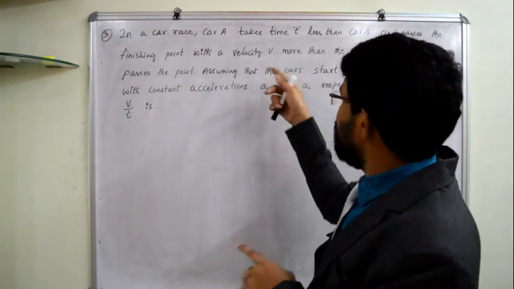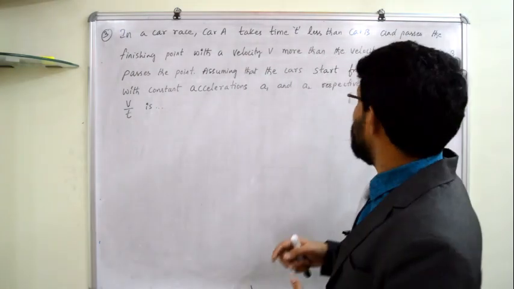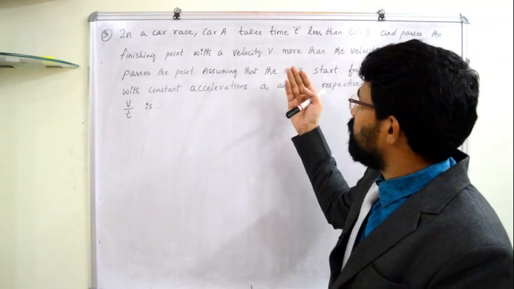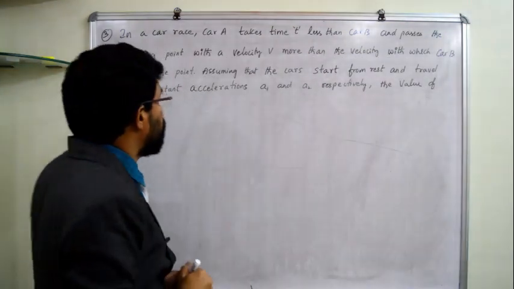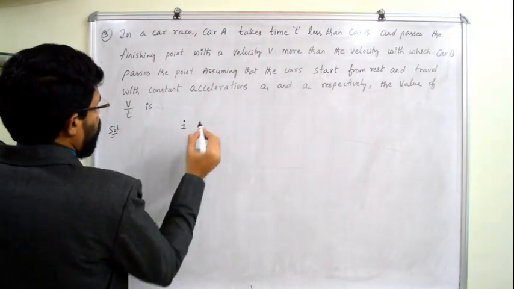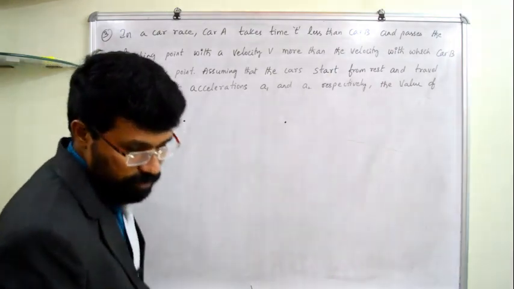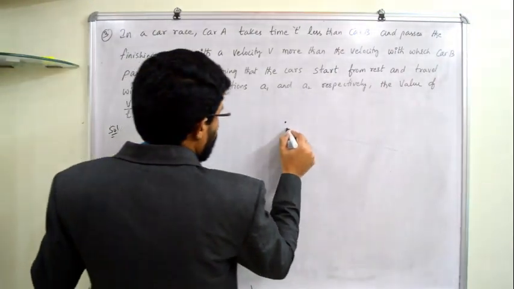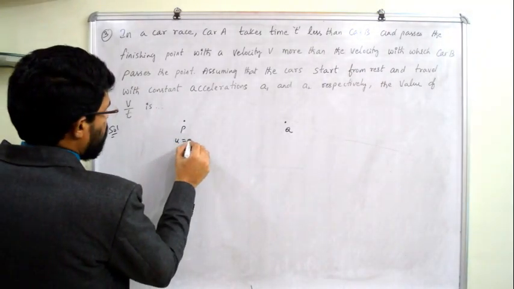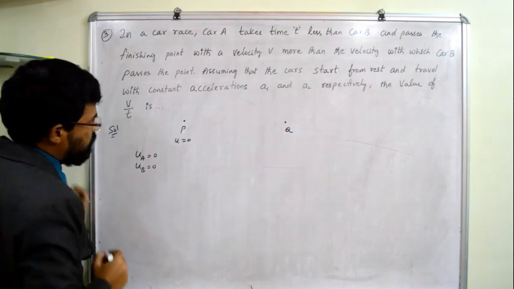Here no numbers are given? No. Okay. So obviously the expected final answer will be in terms of A1, A2 and T, something like that, isn't it? So here he is asking for the ratio between V and T. And what was the situation here? Two cars are participating in the race. Let us say this is a starting point, I'll take it as P, and the finishing point is Q. So both the cars have started from this starting point with initial velocity equal to 0. Car A initial velocity is 0, car B initial velocity is 0.